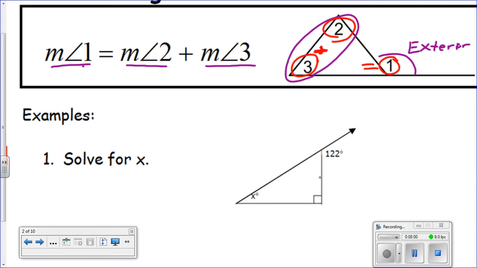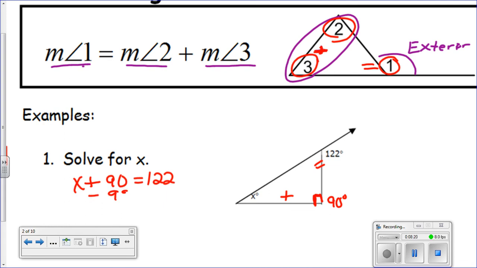Two inside angles equal the one on the outside. So this plus this equals that angle right there. So basically we have x plus this angle. What's this angle right here? Hopefully you know that that symbol means 90 degrees, equals 122. And just solve it.